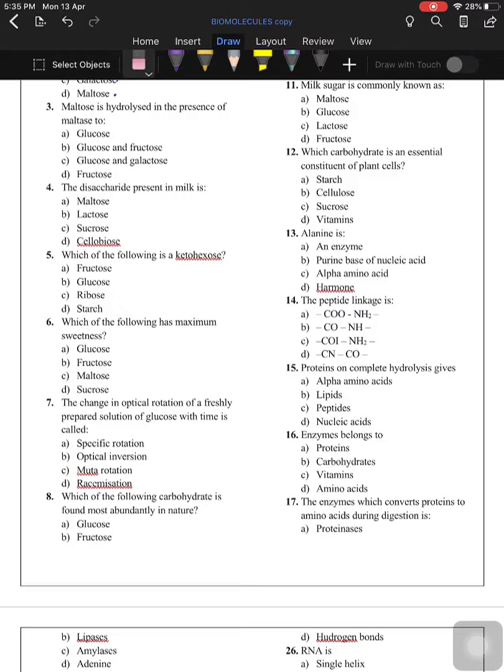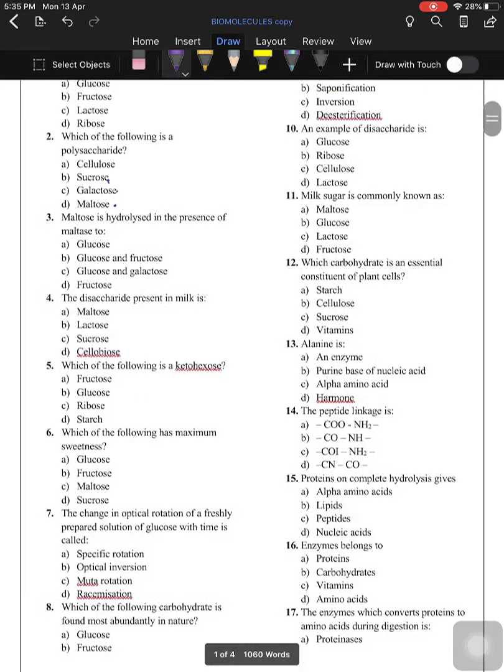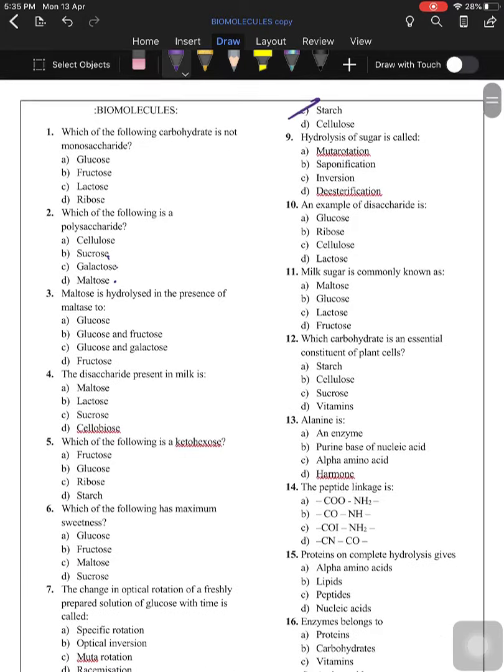Moving on to the eighth question: which of the following carbohydrates is most abundantly found in nature? Everyone knows that it is starch, because starch is found everywhere, in plants, in cloth, in cotton. Wherever we go, starch is a very essential carbohydrate which is present in nature in an abundant way.